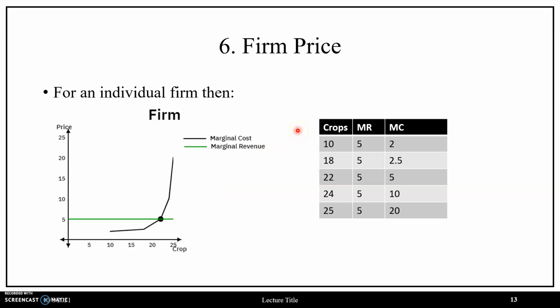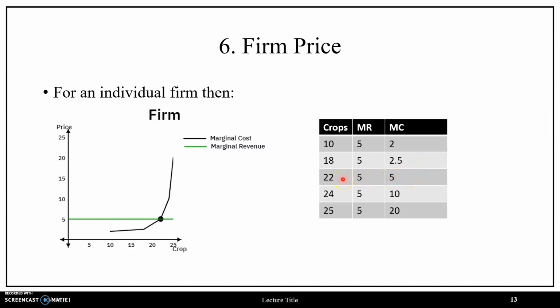And so we're covering this with our information from the prior slides and just adding in our marginal revenue in terms of our table value. Recovering our intersection between marginal revenue and marginal cost, we see that at 10 crops, marginal revenue is 5, marginal cost is 2. This doesn't correspond. Moving on down, at crop value of 18, marginal revenue is 5, while marginal cost is 2.5. This wouldn't be our profit maximizing bundle.